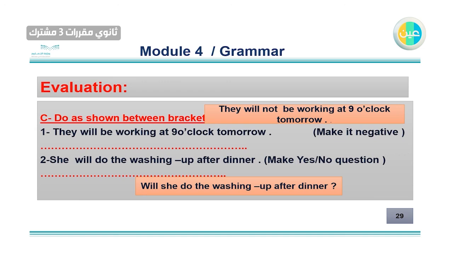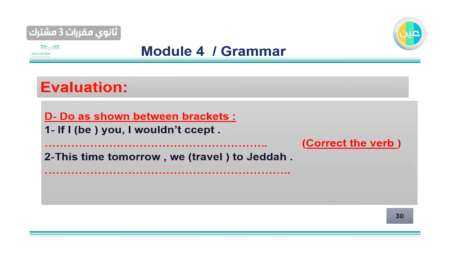And the last one, do as shown between brackets, correct the verb. Here you have if. So what do you think? I will look at the second part. I wouldn't, the past, I wouldn't accept. So if I were, the past, if I were you, advice or opinion, I wouldn't accept. Type 2. This time tomorrow, special time, we will be traveling to Jeddah. This is future progressive, special time.